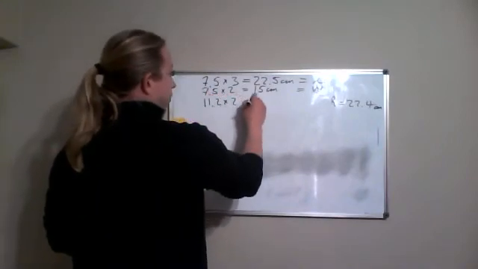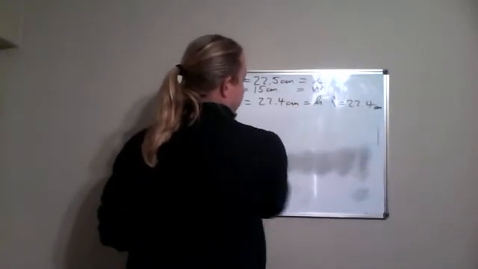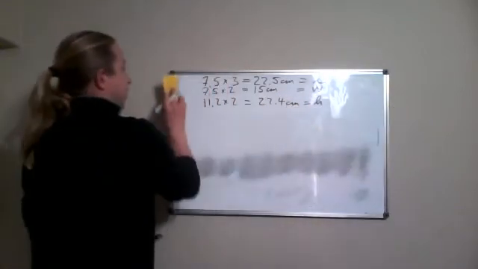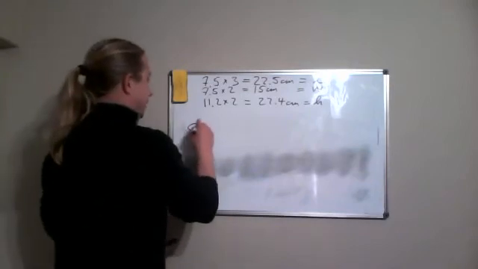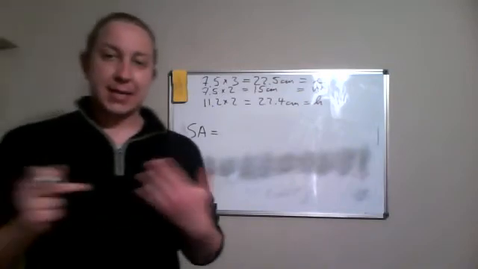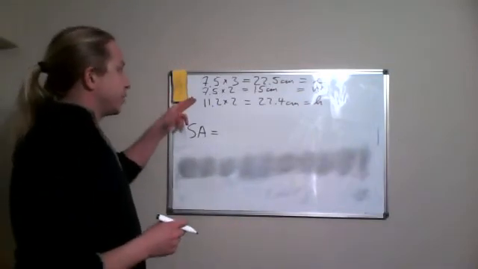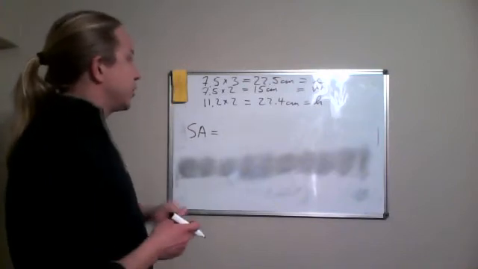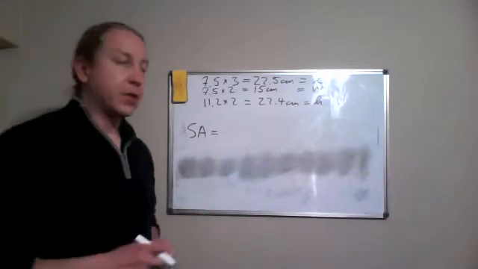We can write 11.2 times 2 equals 22.4 centimeters equals height. Okay, so I've just written out those dimensions. Right, so surface area equals. Remember, we have 6 sides or 6 faces, and 3 of them are different. So we've got 3 different dimensions.